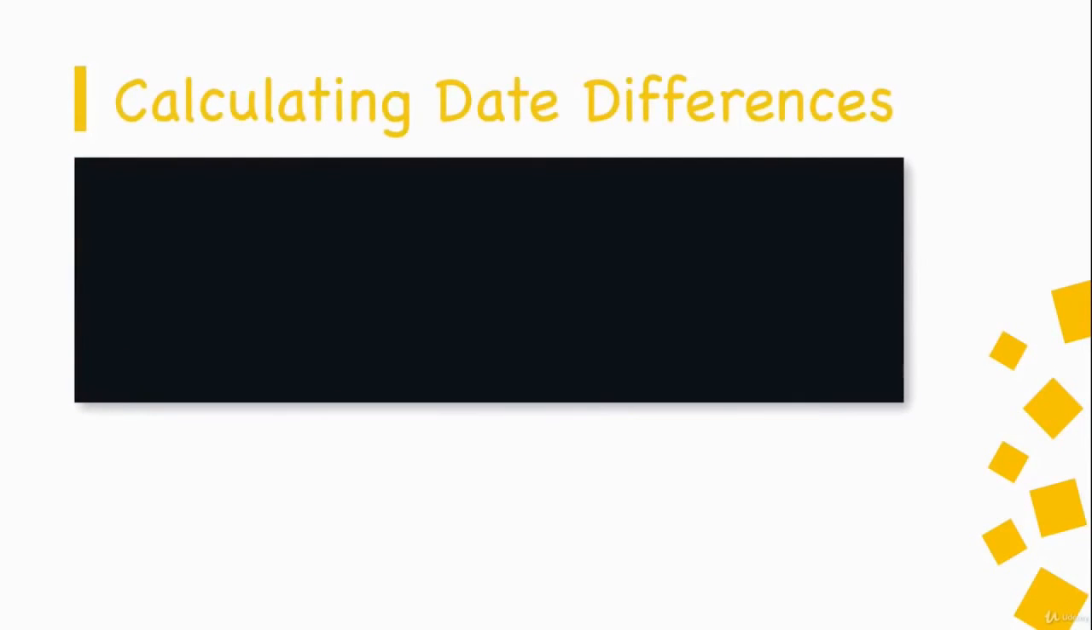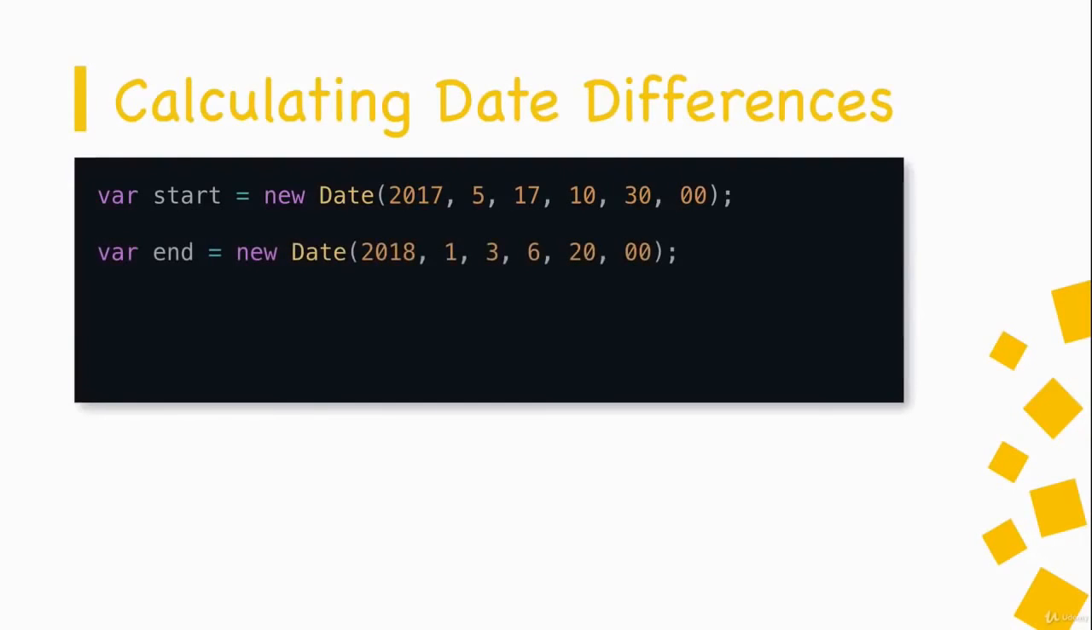Now, sometimes you might have two different dates and you need to calculate the difference between them. So how many days or months or seconds or whatever is the difference between two date objects? You can calculate date differences very easily in JavaScript. So first, let's have a start date. In this case, it's new Date(2017, 5, 17, 10, 30, 0). And we have an end date, which is 2018, 1, 3, 6, 20. So we have a start date and we have an end date.